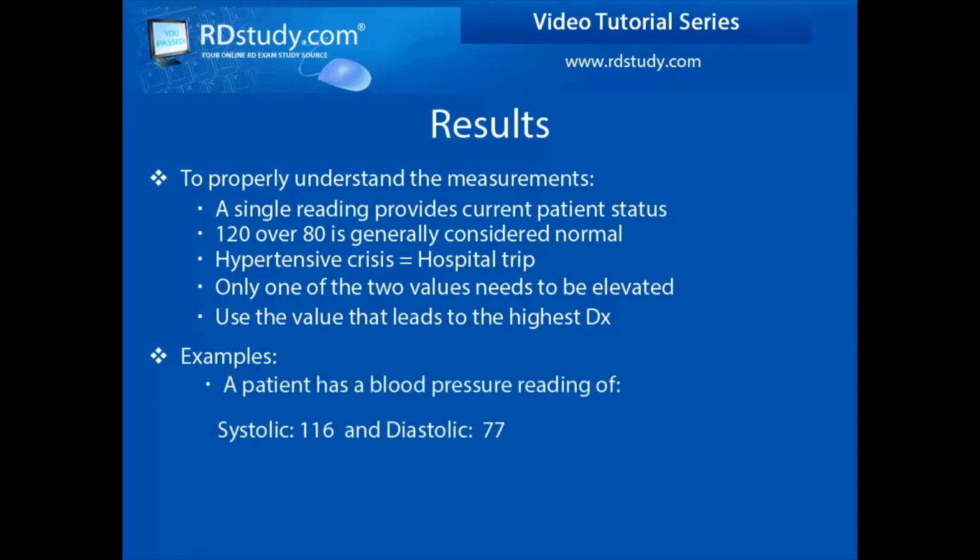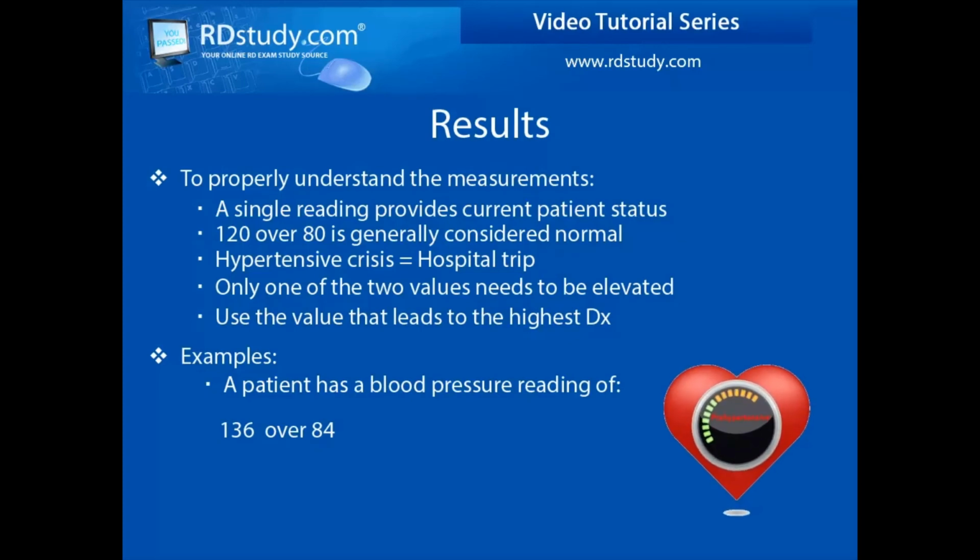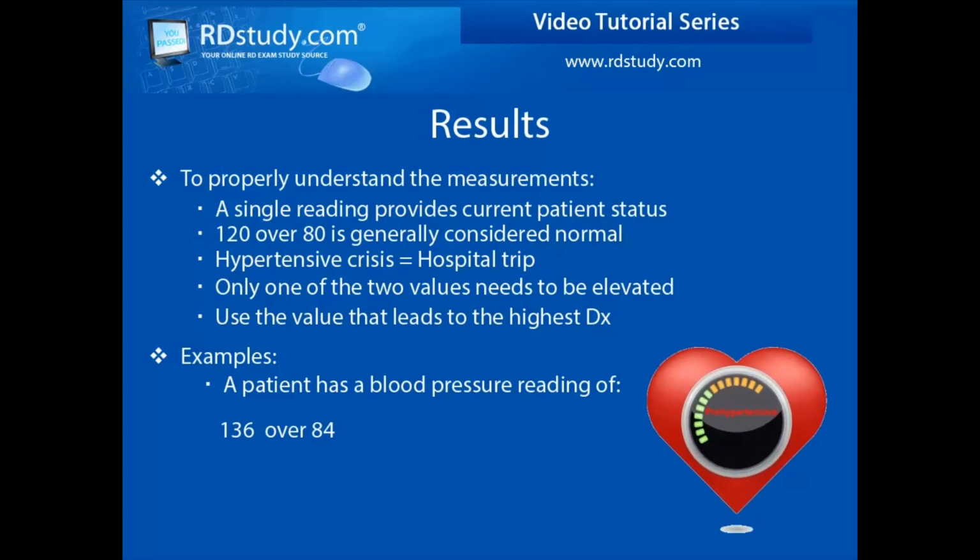What would a blood pressure of 116/77 indicate? That would indicate a normal or healthy blood pressure, as both values are within the normal range. What about 136/84? Here, both values indicate prehypertension.